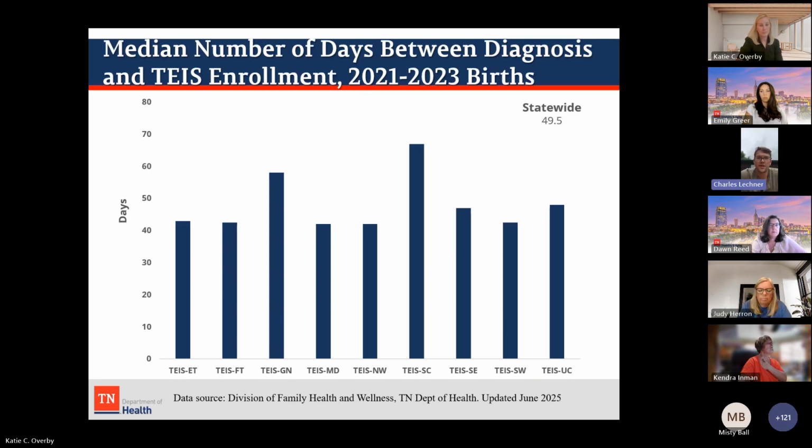And overall, statewide, we're about 49.5 days between when a child is diagnosed and when they're actually enrolled in early intervention services.